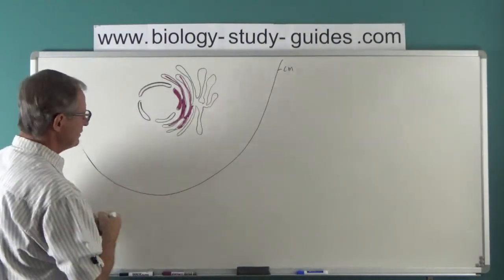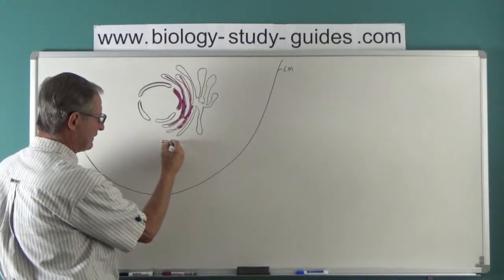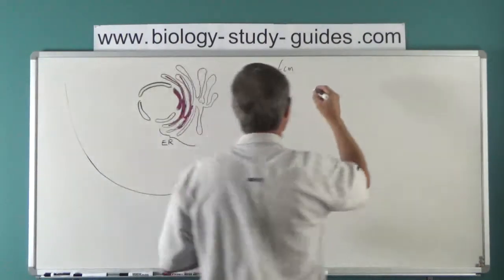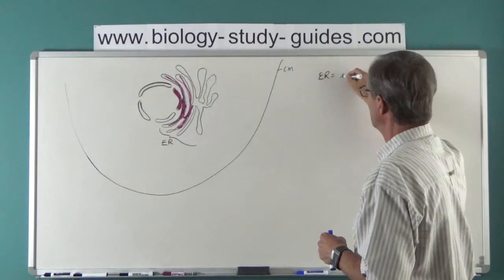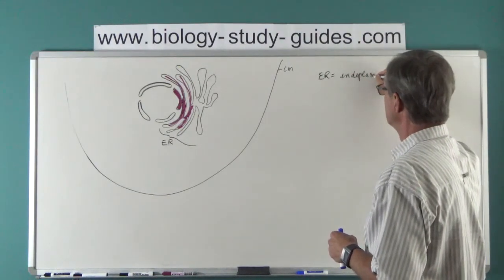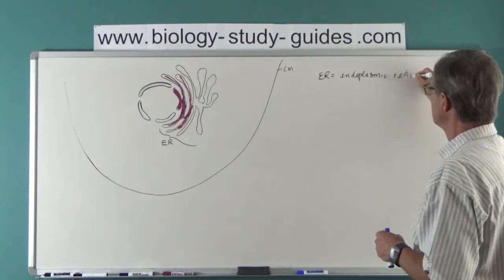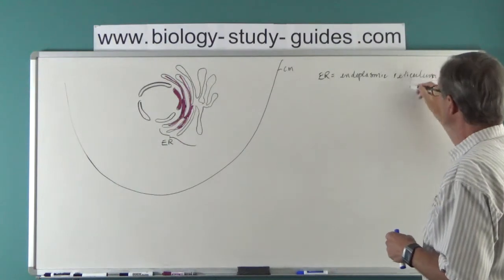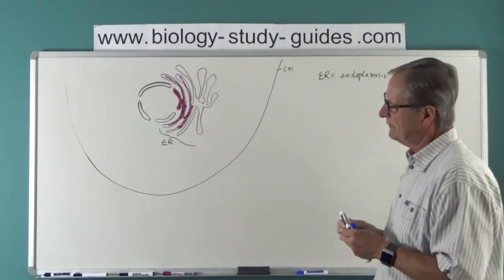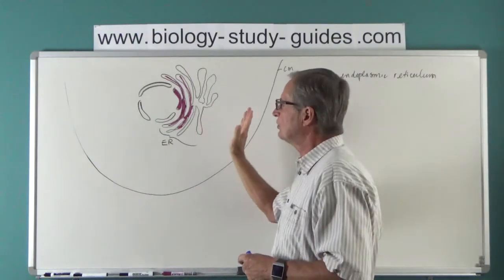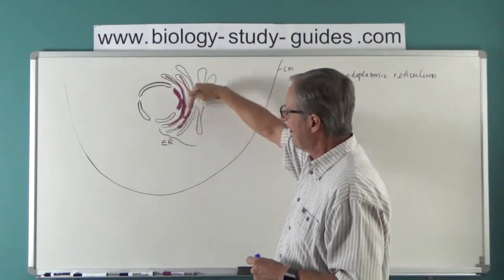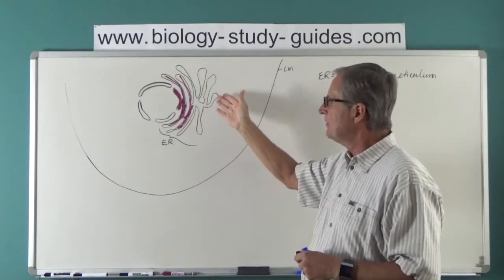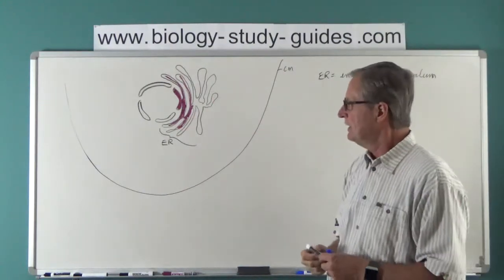This is ER, endoplasmic reticulum. And the endoplasmic reticulum that's closest to the nucleus is quite flattened out and quite regular, and as the endoplasmic reticulum gets further and further from the nucleus, it becomes more irregularly shaped.